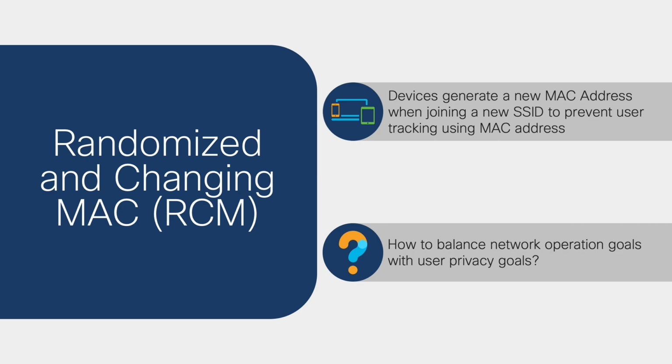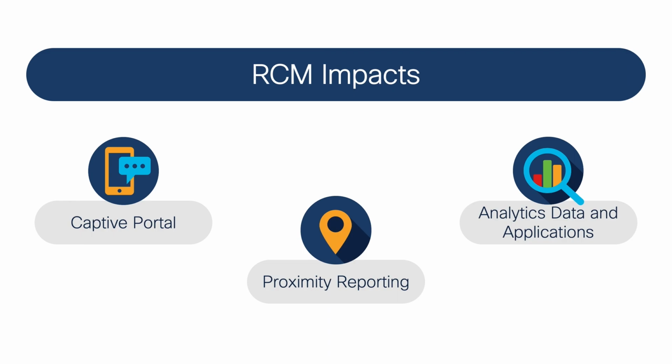So the issue lies in how can network operators balance the privacy goals of the user with their own network operation goals. With RCM, this will impact network operations like the captive portal, proximity reporting, and analytics data and applications. Due to the MAC address changing, returning visitors to the network will be reported as a new device, so this will cause them to be redirected to the captive portal many times. Also, this will have an adverse effect on the proximity reporting, as the devices identified by MAC will also be listed multiple times, and this will also affect guest metrics such as dwell time and visitor count.